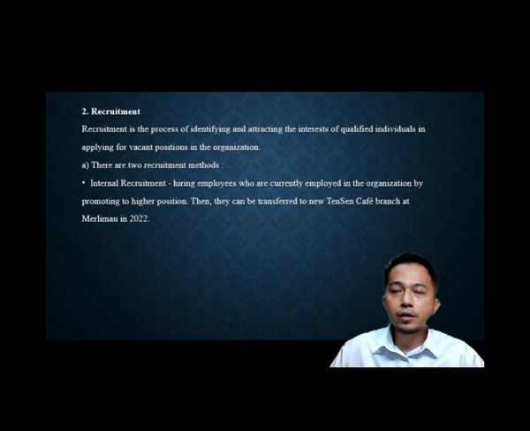Second, the step is recruitment. Recruitment is the process of identifying and attracting the interest of qualified individuals in applying for vacant positions in the organization. There are 2 recruitment methods. First, internal recruitment, which means hiring employees who are currently employed in the organization by promoting them to a higher position. Then they can be transferred to the new 10-cent cafe branch at Merlimau in 2022.